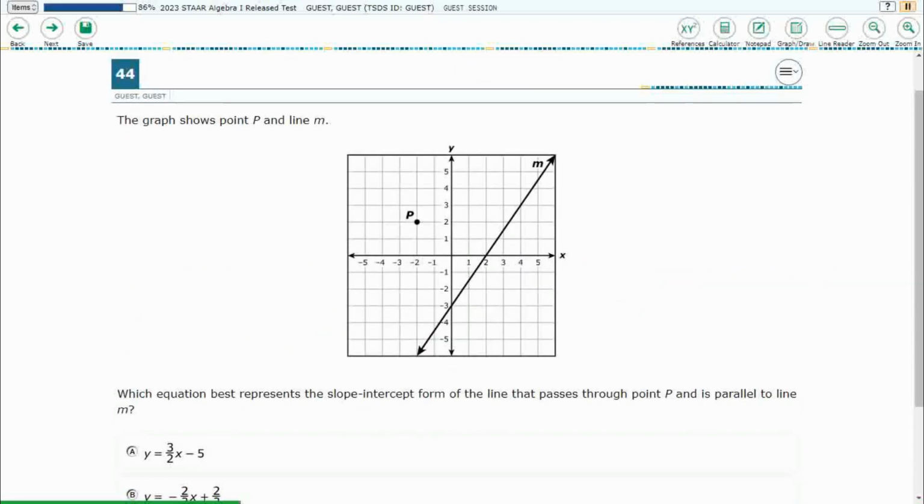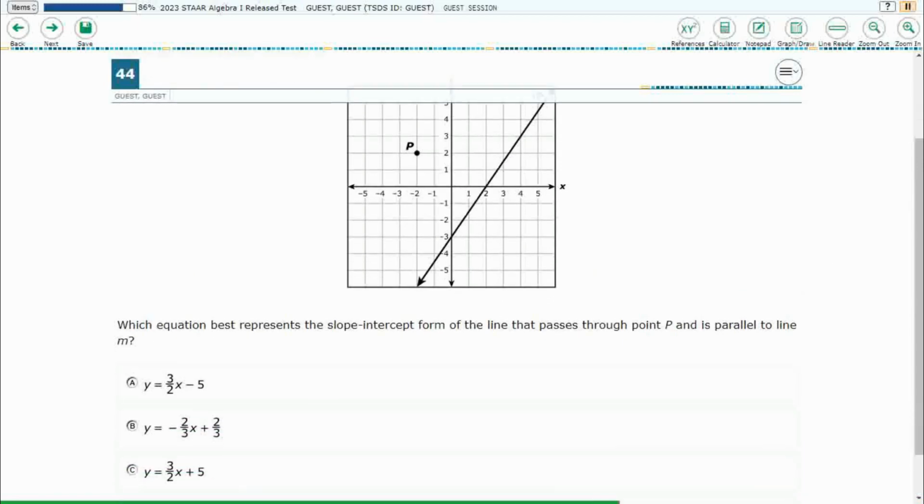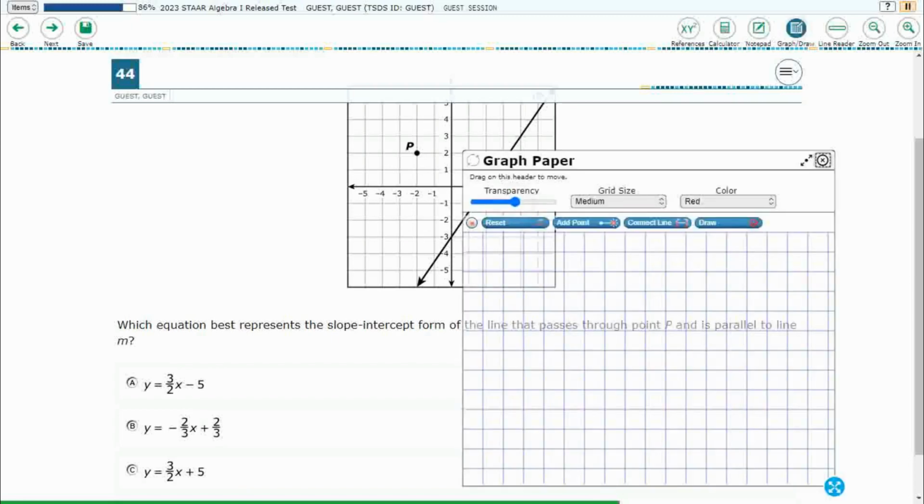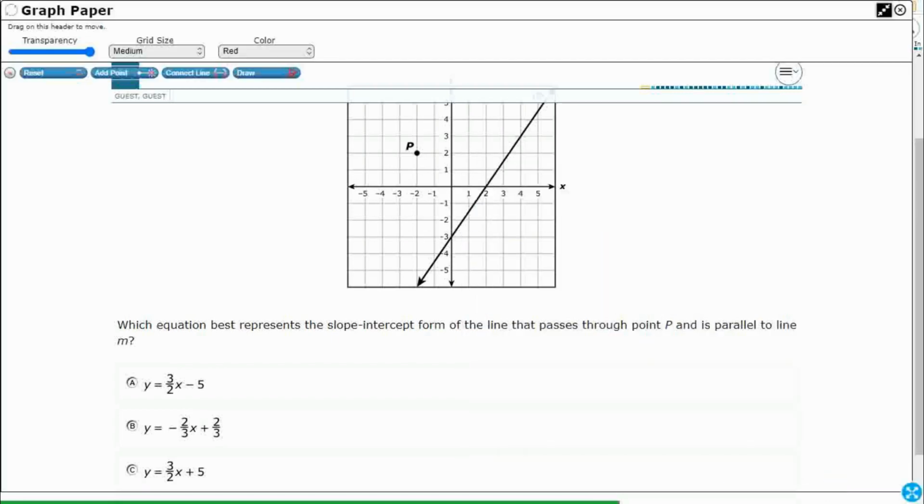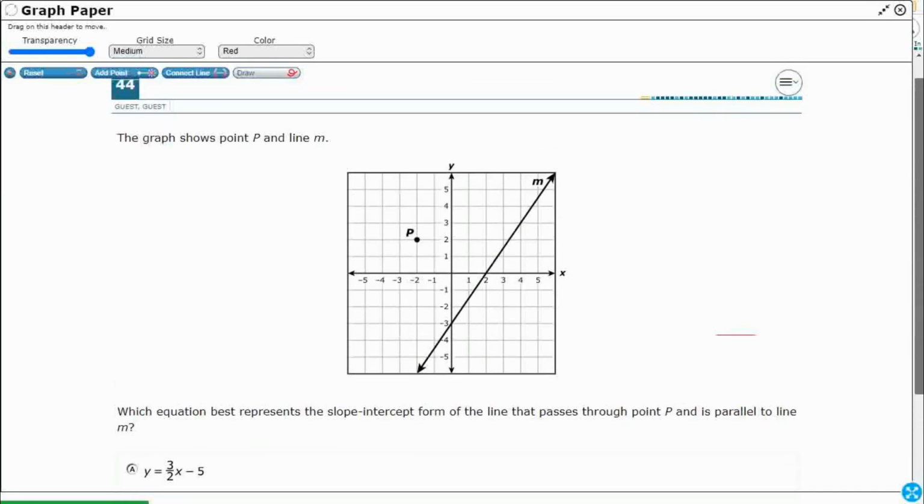All right, so we have a graph showing point P and line M, and we need to find an equation, and they give it to us in slope-intercept form, that will best represent a line that passes through point P and is parallel. Okay, so this is very important: we want it to be parallel to line M. So we want that parallel line right there, parallel to this.